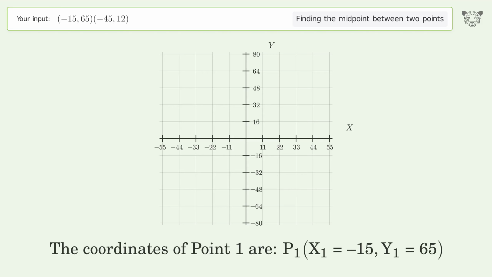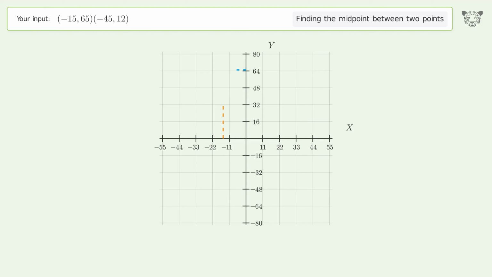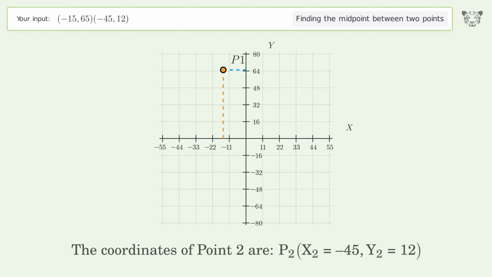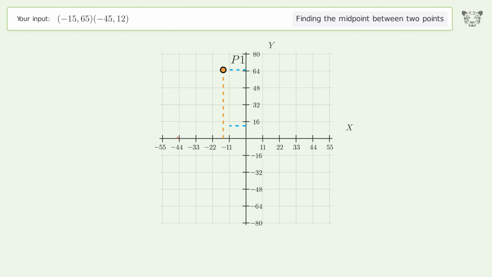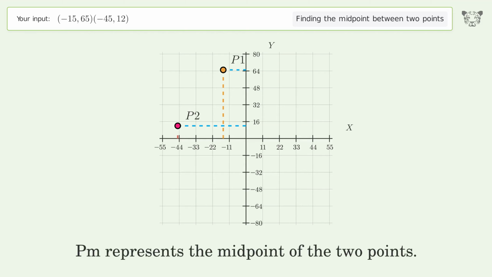The coordinates of point 1 are x1 equals negative 15, y1 equals 65. The coordinates of point 2 are x2 equals negative 45, y2 equals 12. PM represents the midpoint of the 2 points.